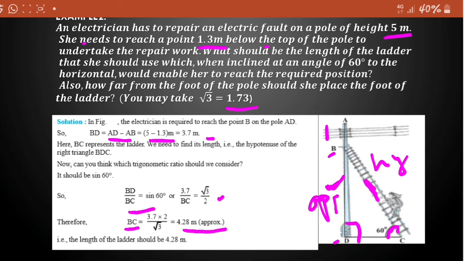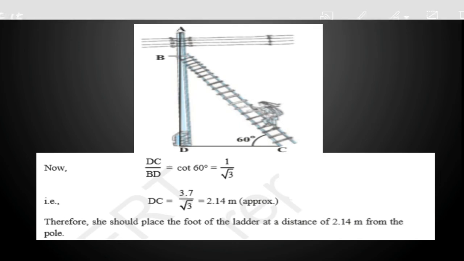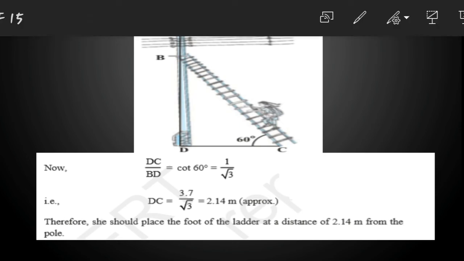Now you also have to find the value of DC. Now DC is the adjacent side. So you can use the trigonometric ratio cot 60 degree. Why? Look here, DC by BD, that means adjacent by opposite, and adjacent by opposite is equal to cot. That's why DC by BD is equal to cot 60 degree, and cot 60 degree is equal to 1 by root 3.